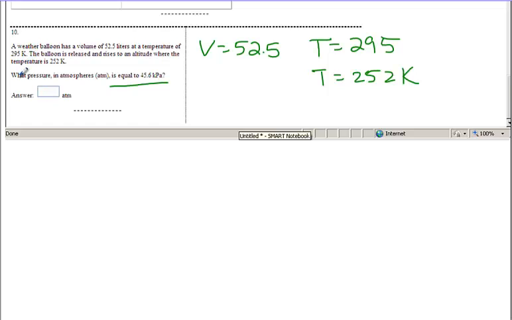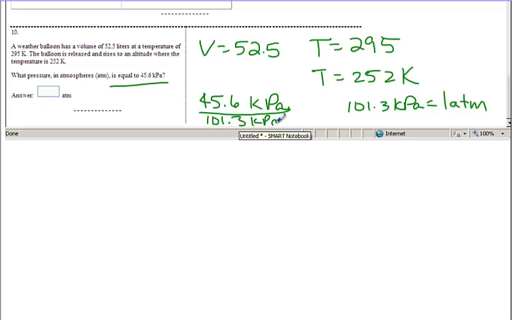Okay, so this question is asking what pressure in atmospheres is equal to 45.6 kilopascals. And actually, if you read the passage, it has nothing to do with this question. What they want us to do is convert kilopascals to atmospheres. So if we have 45.6 kilopascals, and 101.3 kilopascals is equal to 1 atmosphere, but we only have 45.6, we're going to divide this by 101.3 kilopascals to give us how many atmospheres we have.